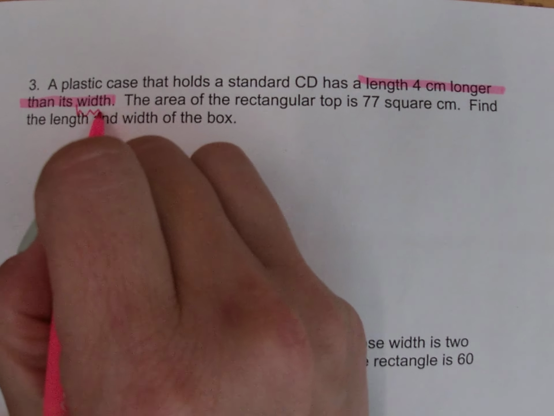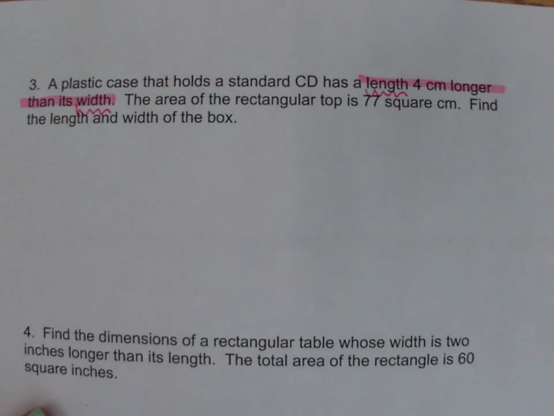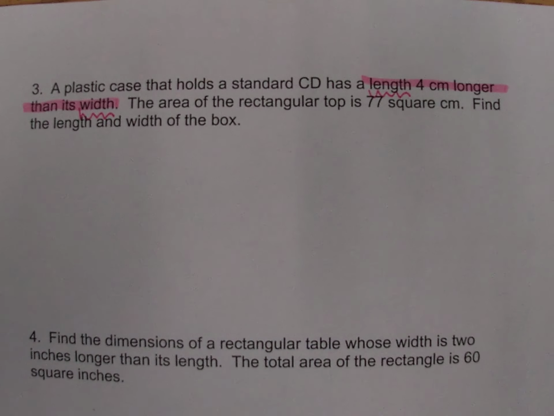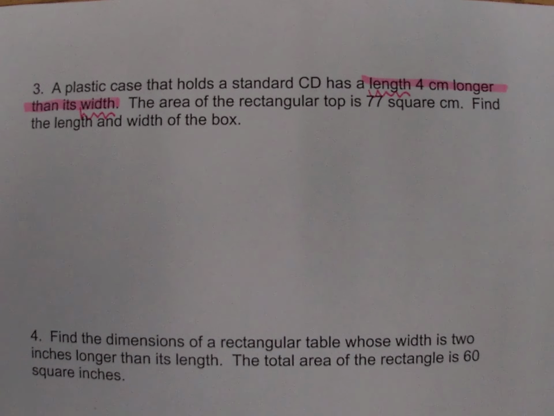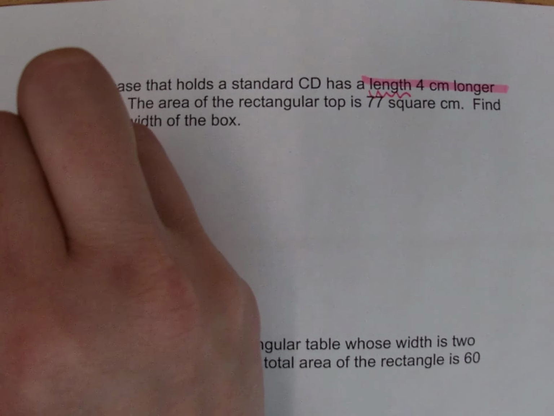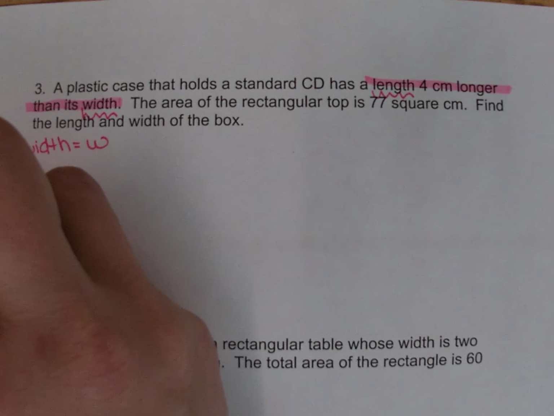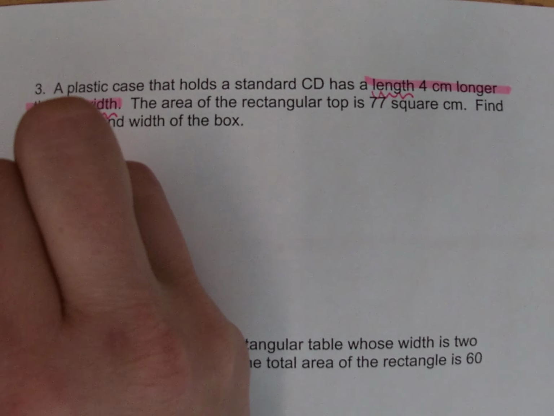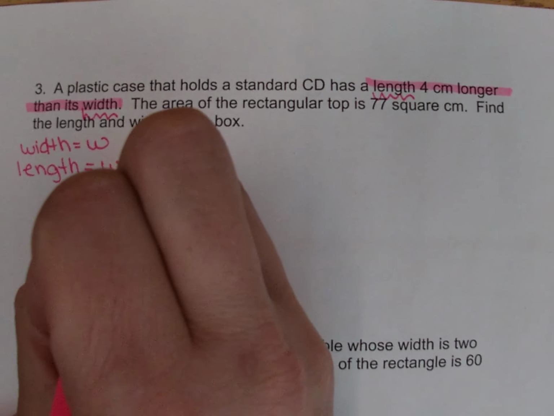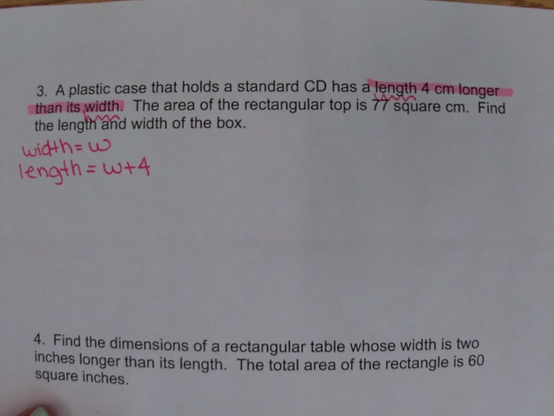Okay, here is the word width. Here is the word length. So whichever we read second, we are defining first. So I'm going to let my width equal W. Right, my length is 4 centimeters longer. So longer is addition, so it's the width plus 4.